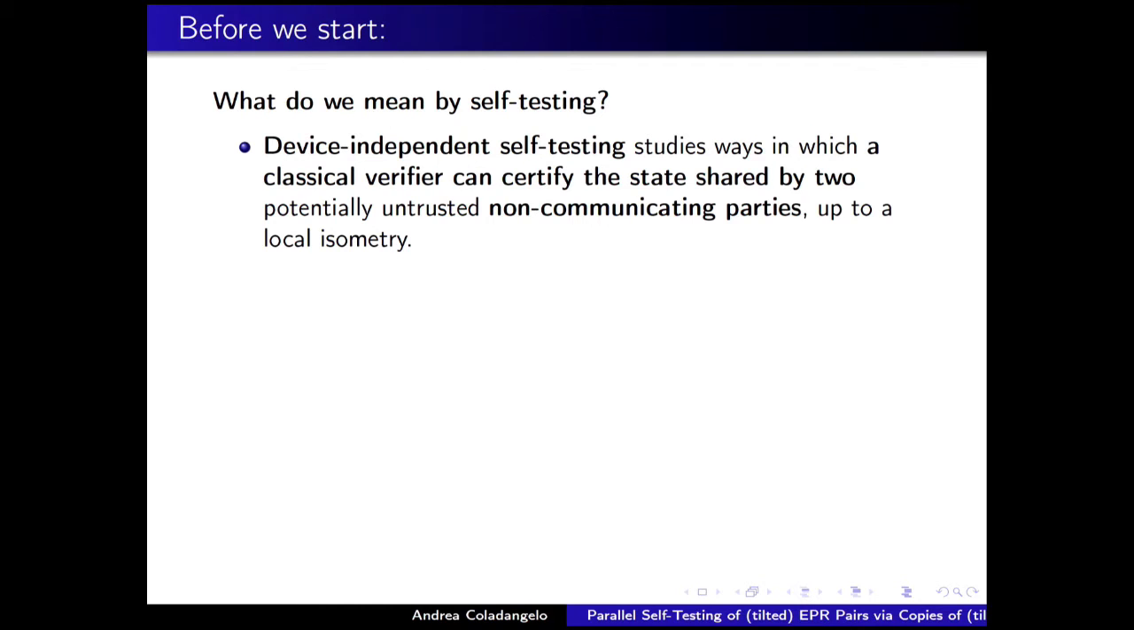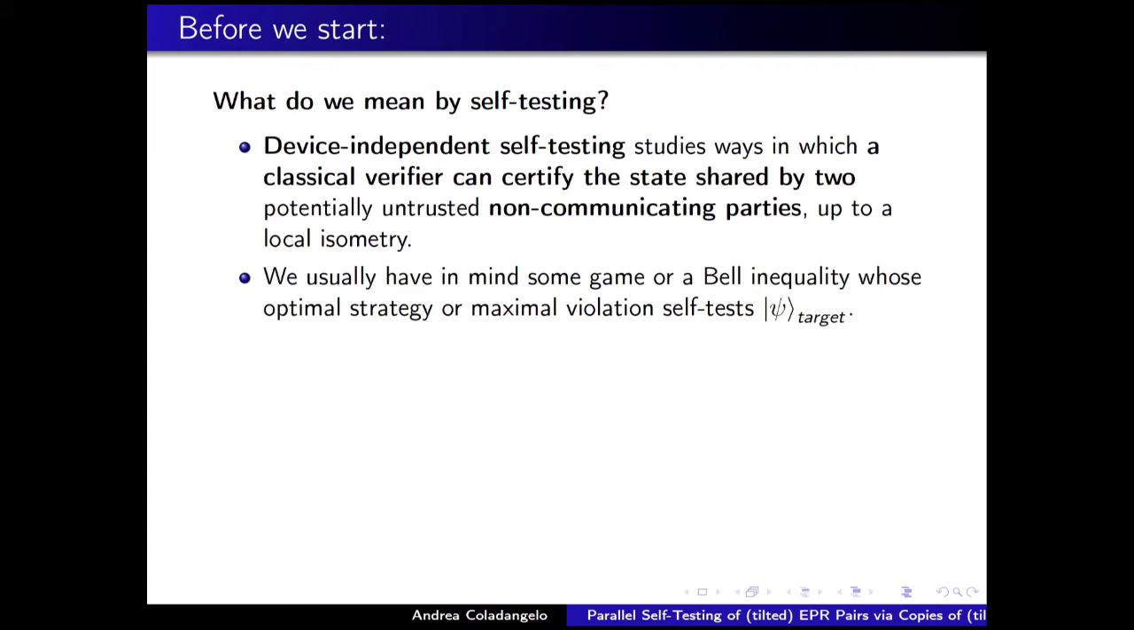So with device-independent self-testing, we refer to the scenario in which a classical verifier wishes to certify the state shared by two potentially untrusted parties. And this certification happens with just classical interaction and no other assumptions than the validity of quantum theory and that the two parties are not communicating. So as an example, we typically have in mind some non-local game or some Bell inequality whose maximal violation self-tests a target state in the sense that the maximal violation can be exclusively achieved when the two parties are making measurements on this target state.